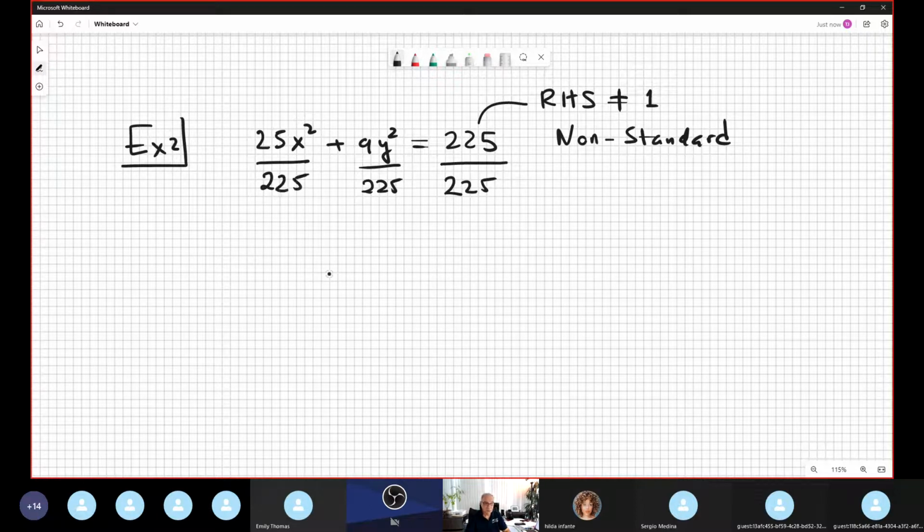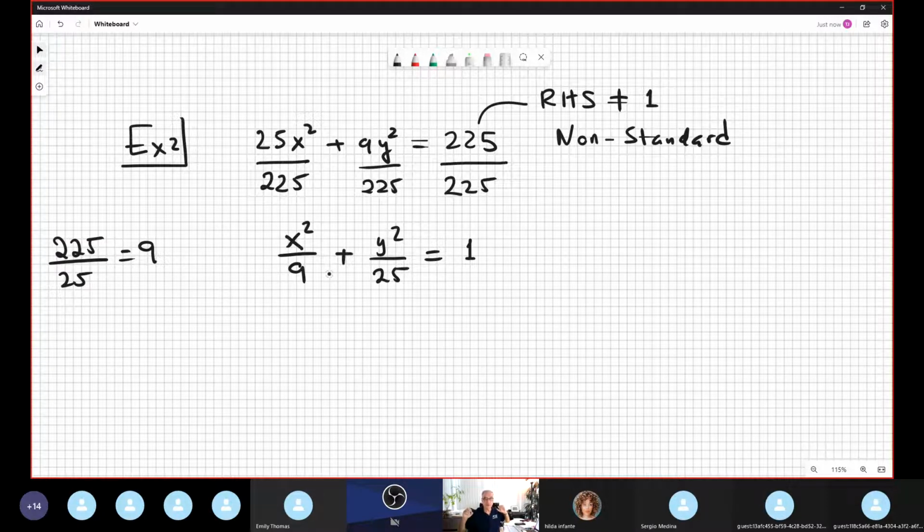You can do it by hand, calculating it either way. 225 divided by 25 is 9, so x squared over 9, with 9 in the denominator. Likewise, 225 divided by 9 is 25. And 225 divided by itself is 1. Boom! Standard now.